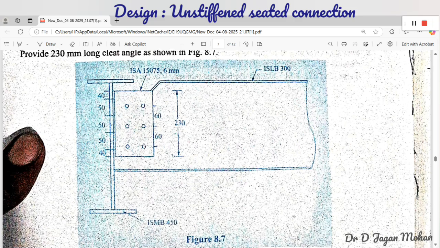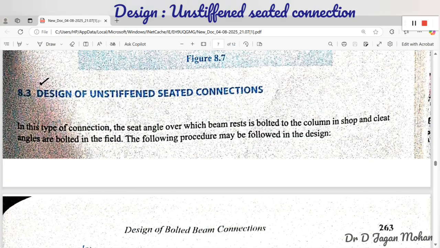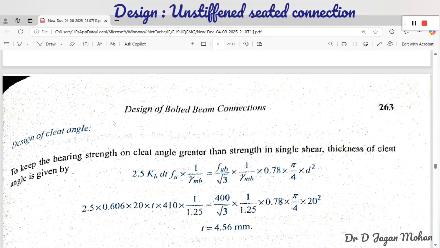So if there are no doubts, then we can go to the second one, design of unstiffened seated connection. So here a little bit of procedure is there. This one.